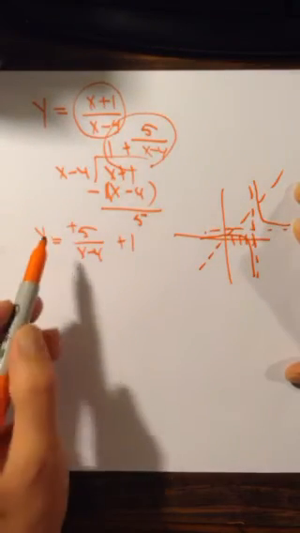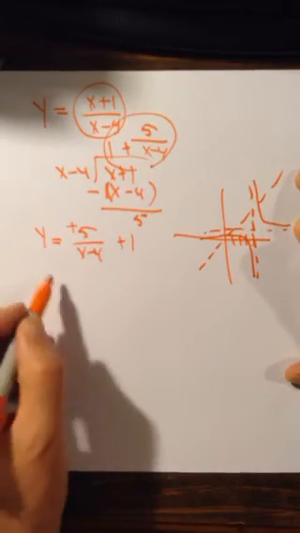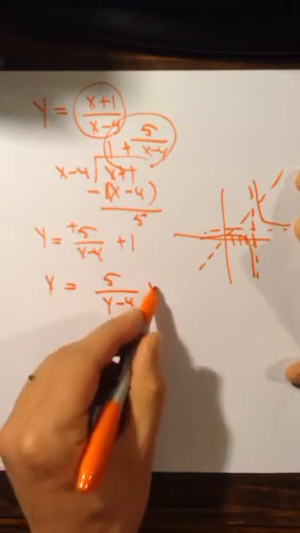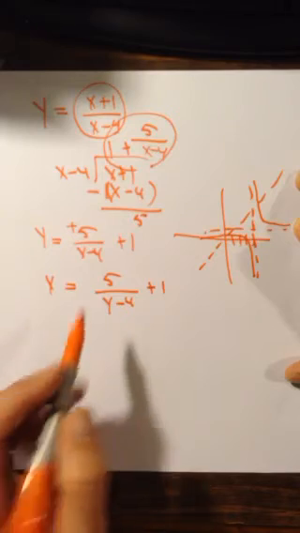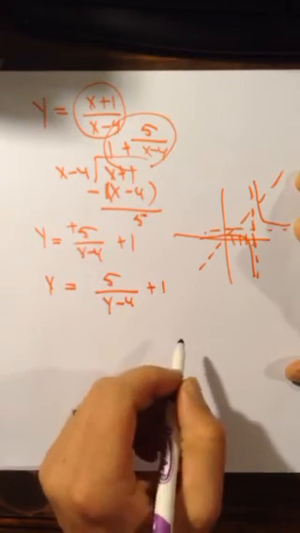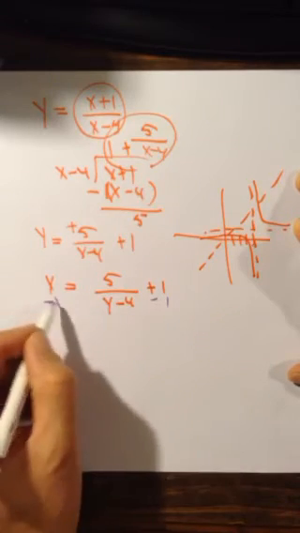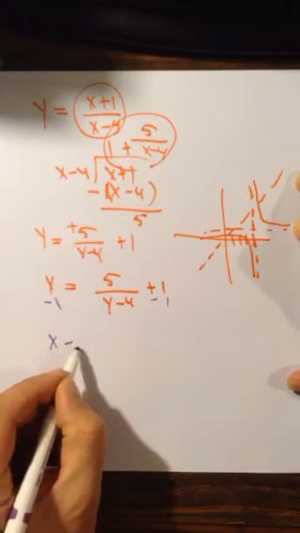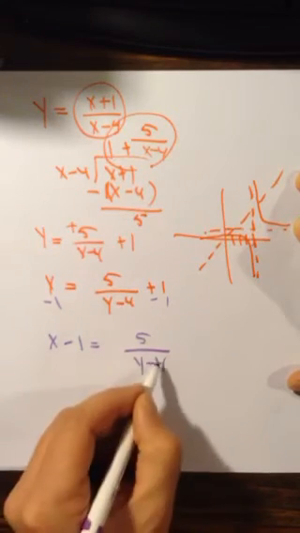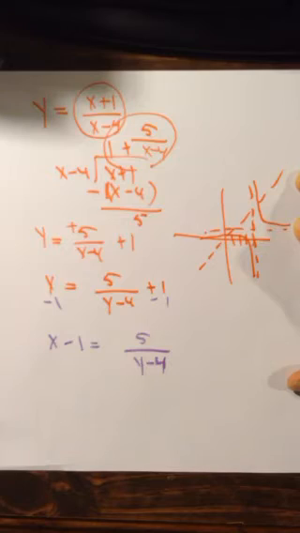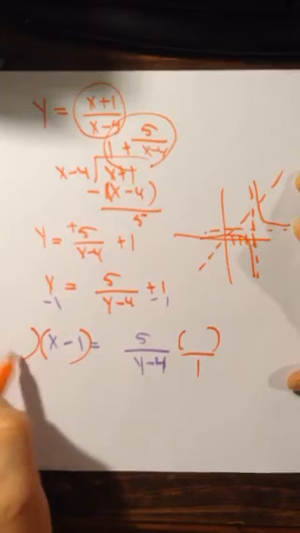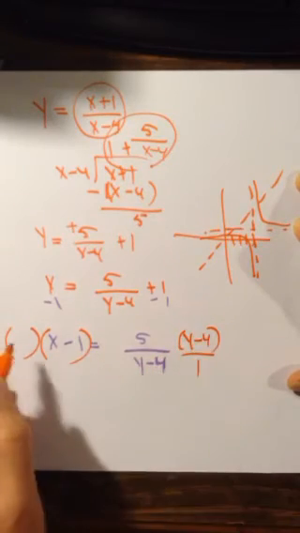Okay, so now I'm going to flip my x and my y, and I'm able to do that. So if I have x equals 5 over the quantity y minus 4 plus 1, I'm going to solve for y. I am going to get my purple marker. I'm going to minus 1 from both sides, right? Minus 1, minus 1. Now I have x minus 1 equals 5 over y minus 4. Now that y is tricky because it's in the denominator. So I am going to multiply both sides by that same quantity, y minus 4.